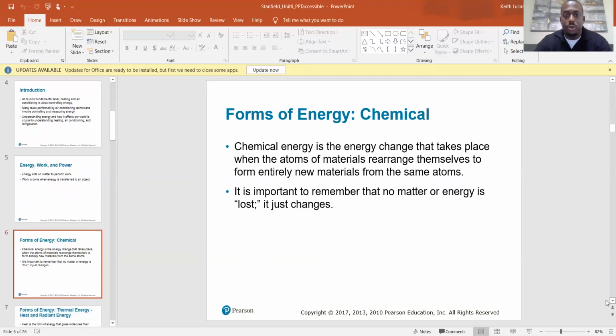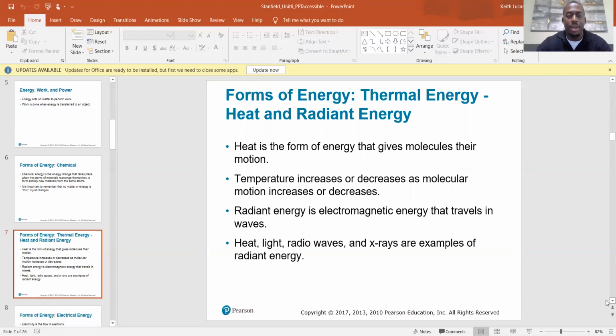Forms of energy. Chemical. Chemical energy is the energy change that takes place when the atoms of materials rearrange themselves to form entirely new materials from the same atoms. It is important to remember that no matter or energy is lost, it just changes. A battery would be a good example of chemical energy.